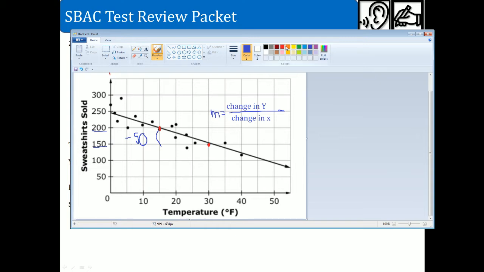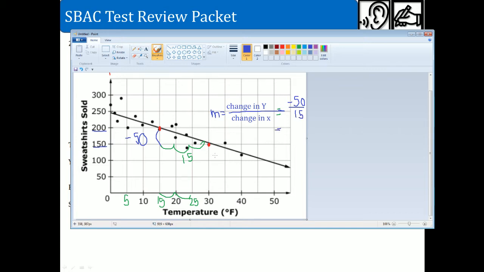Then how are you going from the change in the x? You're going from here to here. Looks like this is 5, because each one of these is 5. Do you see that? It's going from 15 to 30. So 5, 10, 15. So this should be 15. So the answer here should be negative 50 over 15, which can be simplified.